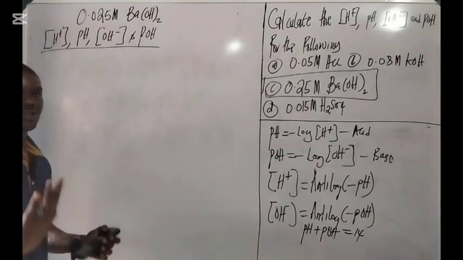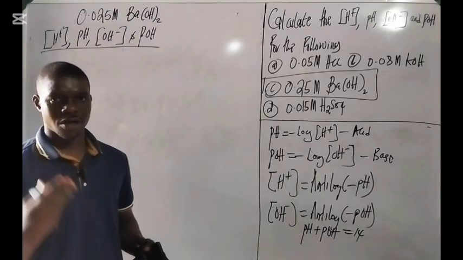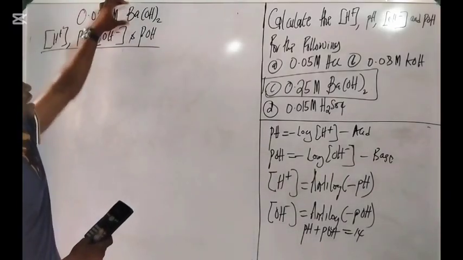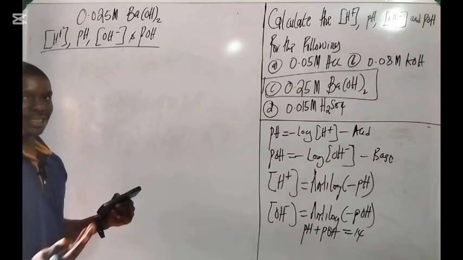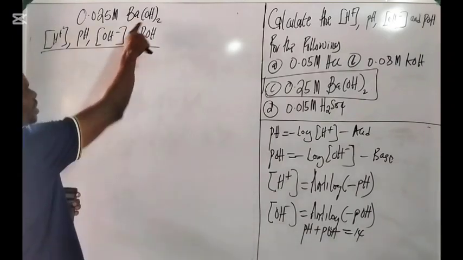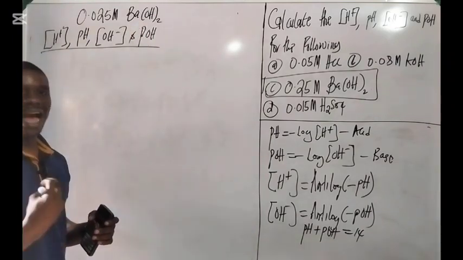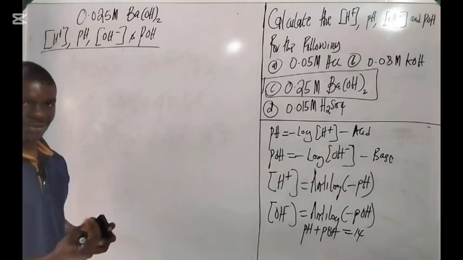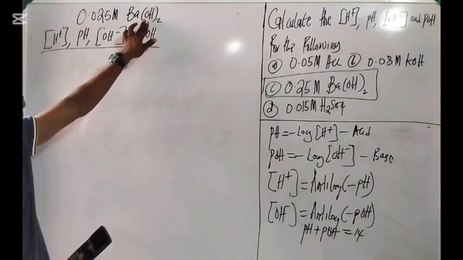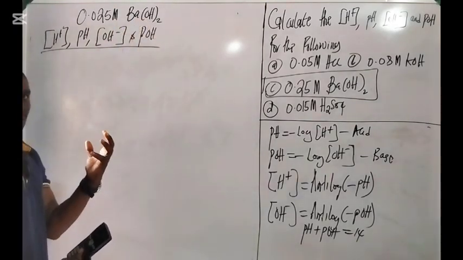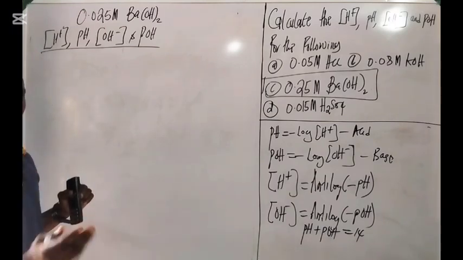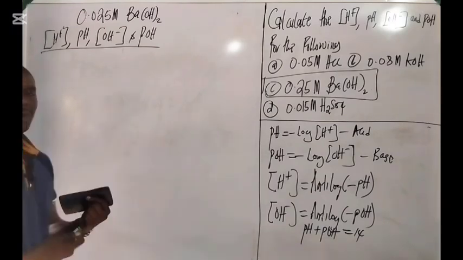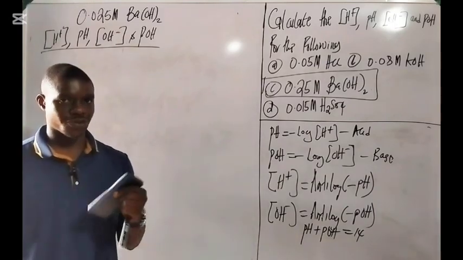Before you can start solving, you need to ask yourself a question. Is this guy a base or an acid? Because you have OH here, any substance that has OH is a base. So this one is a base. Before you can calculate the pH or anything at all, you first calculate the concentration of OH minus.